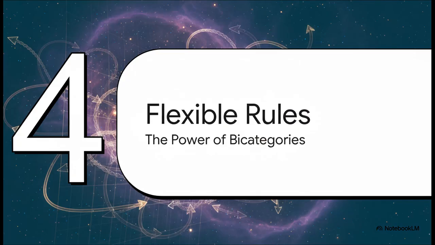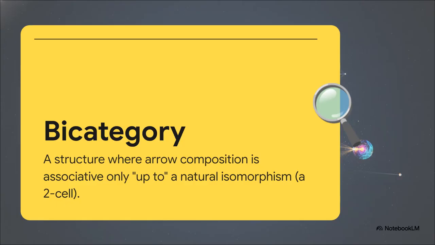So far, we've just been adding new layers of structure. But what if we could get even more power, not by adding something new, but by relaxing a fundamental rule? Let's take a look at what happens when the composition of arrows isn't strictly associative anymore. And this is the whole idea behind a bicategory. Instead of demanding that H composed with G composed with F is exactly equal to H composed with G composed with F, we just say, hey, as long as there's a natural isomorphism, a two cell that connects them, we're good. We're swapping out strict equality for structured comparison.